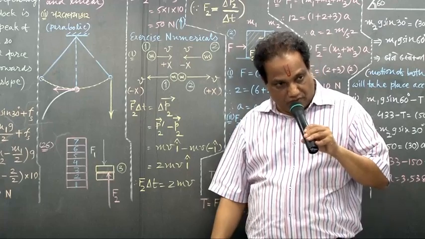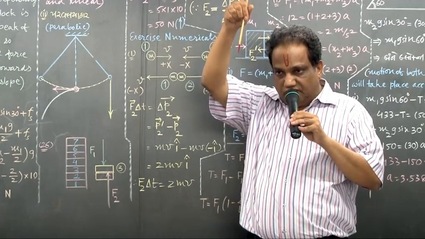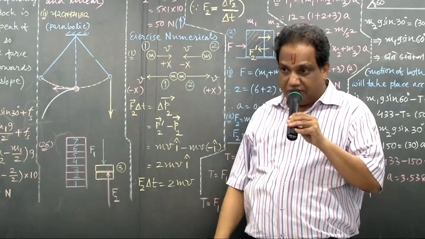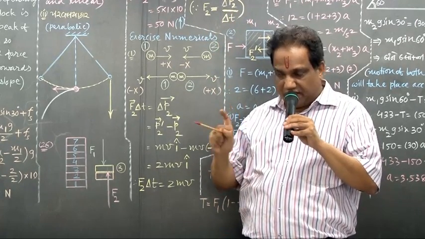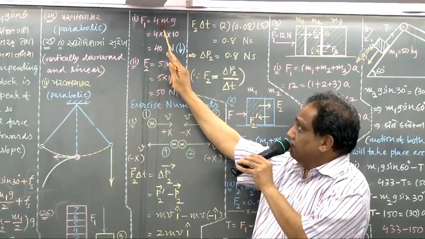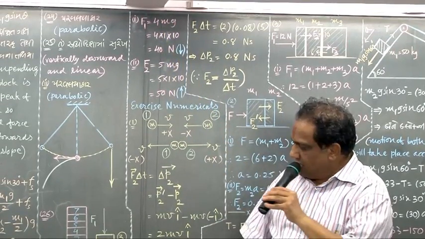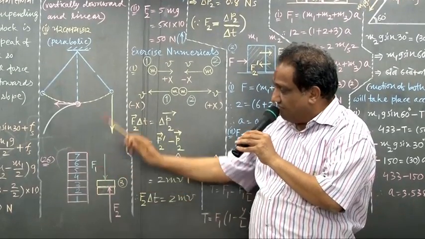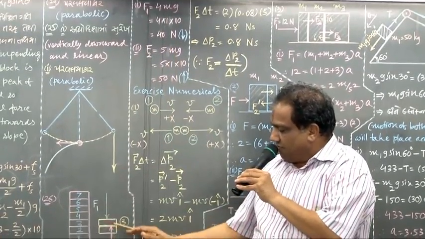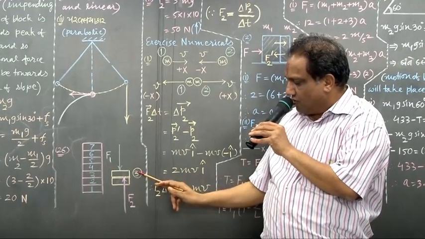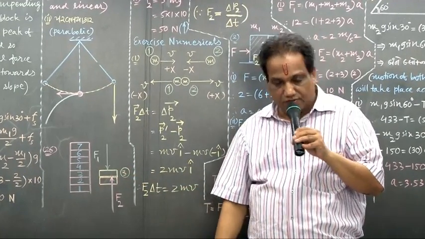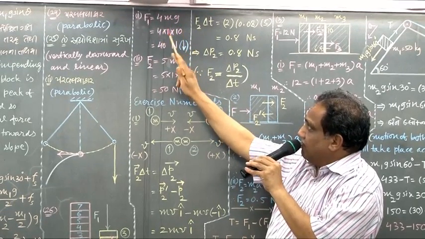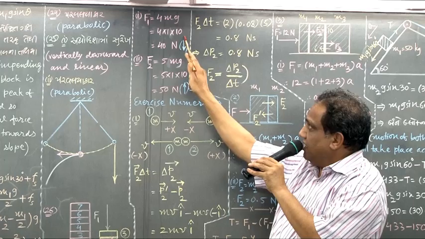How many? 4 blocks. Where is the weight? Weight is always vertically downward. How much? For one block it is mg, then for 4 blocks it should be 4 mg. That weight will be exerted vertically downwards. Let it be F1, okay? It will be exerted on the upper face of block number 3. Let us find out. As it is, mass is 1 kg, g is 10. 4 times 10 is 40 Newton, vertically downwards.